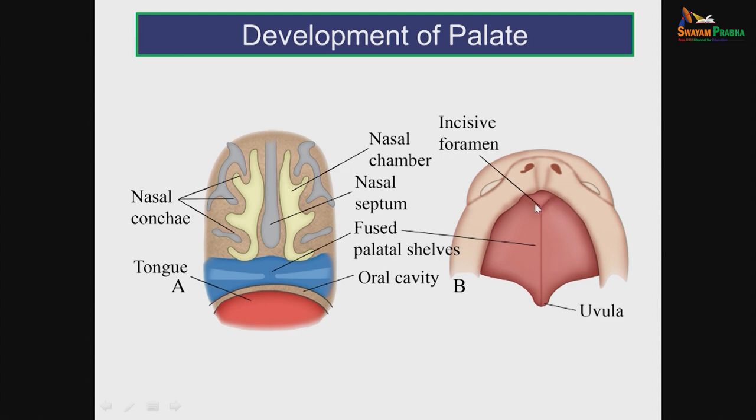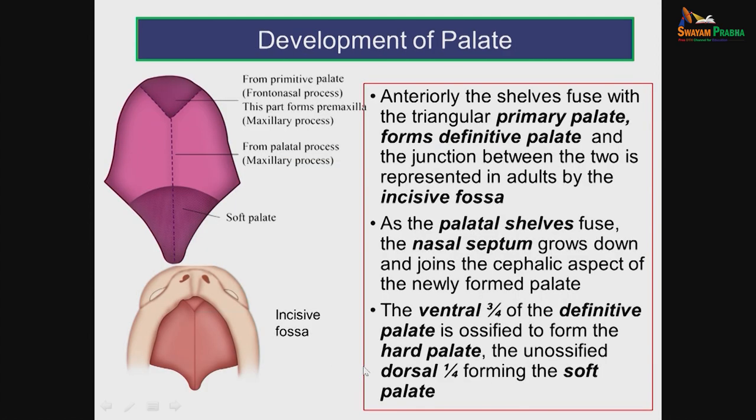What is shown here like a triangular area is the primary palate, which is derived from the fused medial nasal process at a deeper level. So, now you have a primary palate and a secondary palate. In this picture, you can see the fused palatine shelves above the tongue and you can see the nasal septum extending downwards. Once they fuse, the primary and secondary palate form the definitive palate.